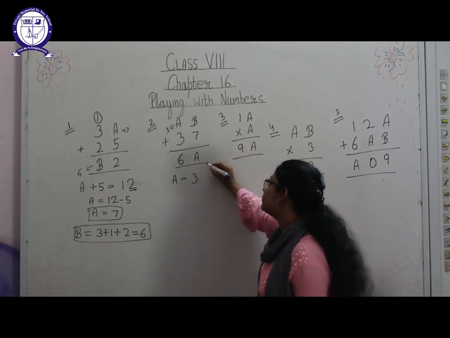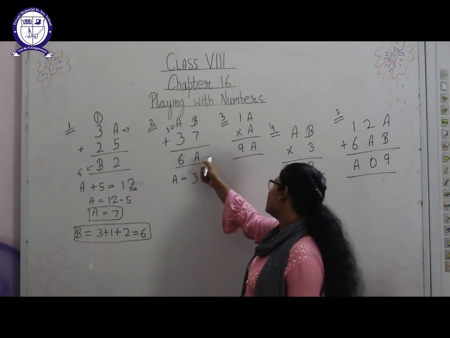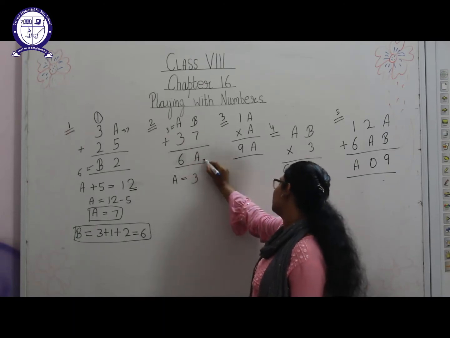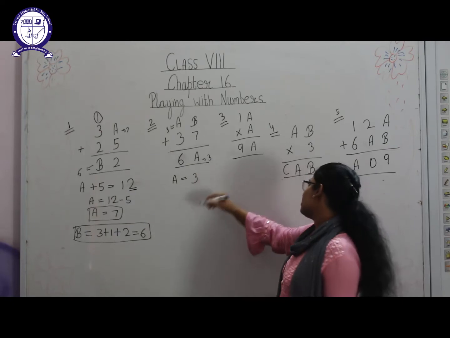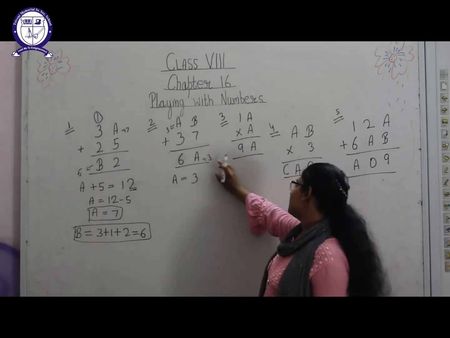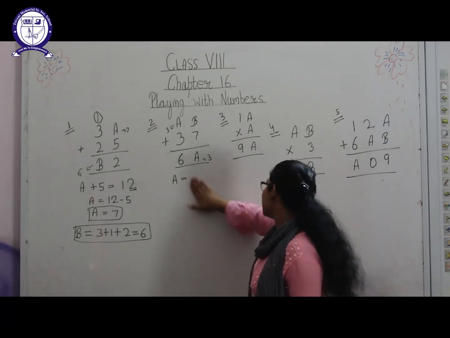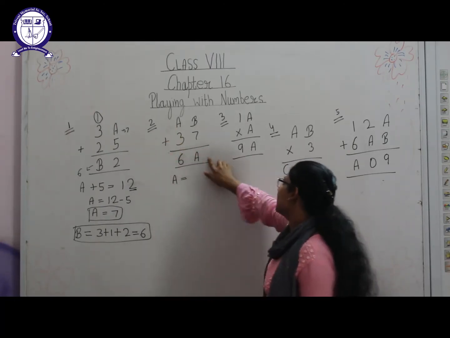Okay, and if we put the same value, as I told you earlier, here it is A and here it is A, which means both values should be the same. Here it is 3, so here it should also be 3. So if we put A to be 3, can we get 7 plus something is 3? No. It means we considered the value of A to be wrong. The value of A can't be 3 here. So we will consider again.